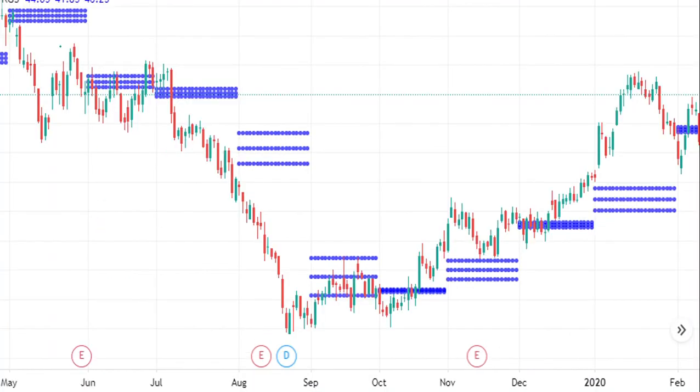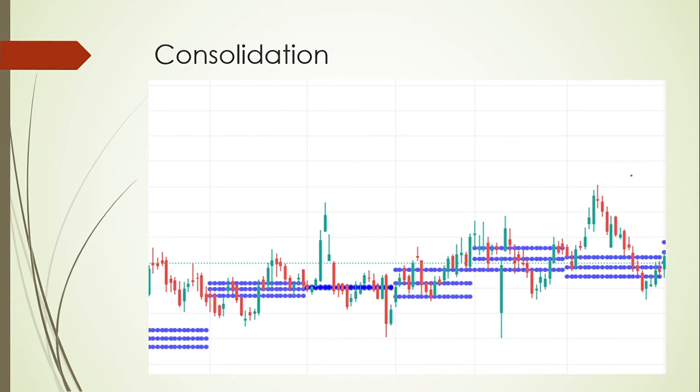Then we can see one more case, which is a combination of descending CPR and ascending CPR. The reason not to trade in the sideways market is the consolidation, which is a non-trading zone.